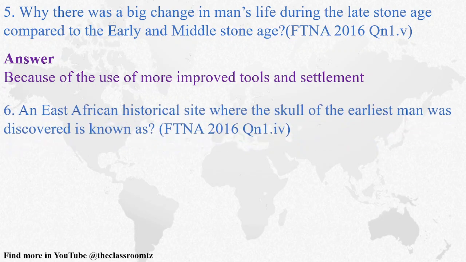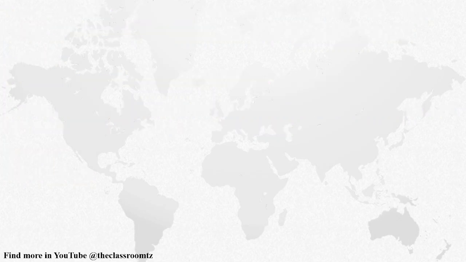Question number 6. In East Africa, the historical site where the skull of the earliest man was discovered is known as, the place where the skull of man was discovered. In East Africa, we have only one place, mainly famous one, not only one, but the famous one. It is Olduvai Gorge, by that scientist Dr. Louis Leakey. So the skull of man was discovered at Olduvai Gorge, located in Arusha. That is where the skull of man was discovered.